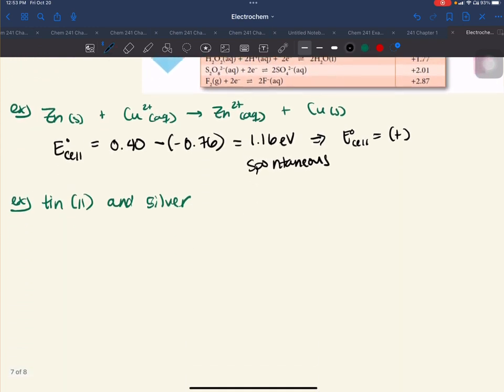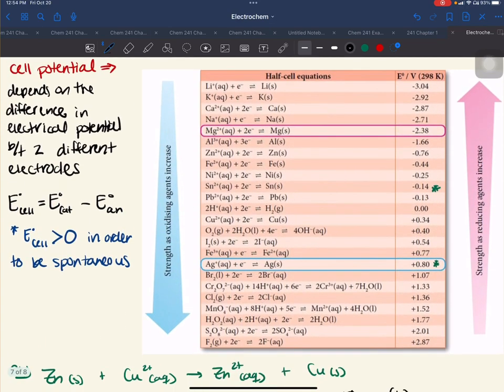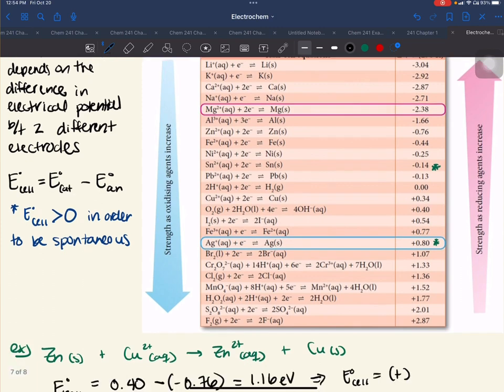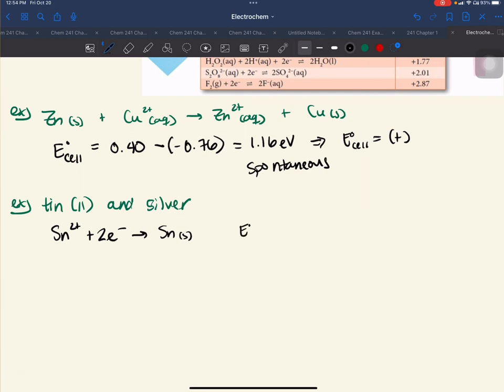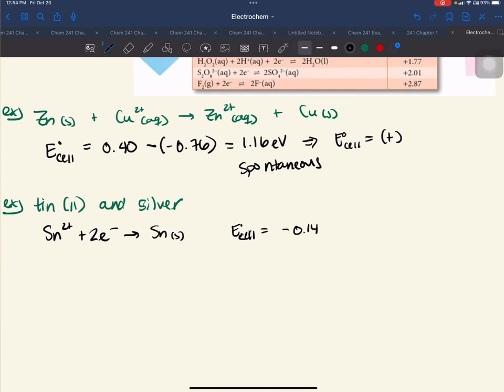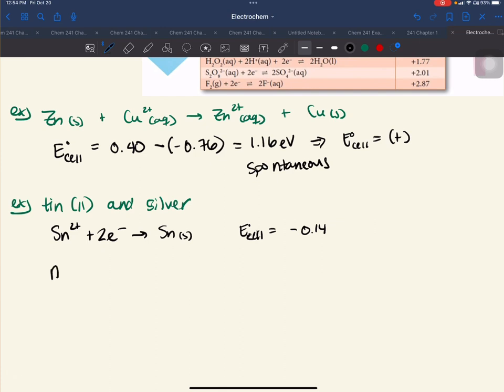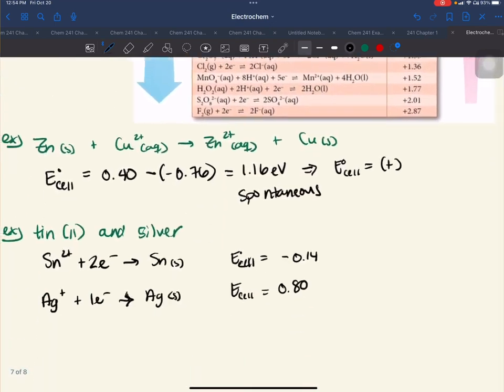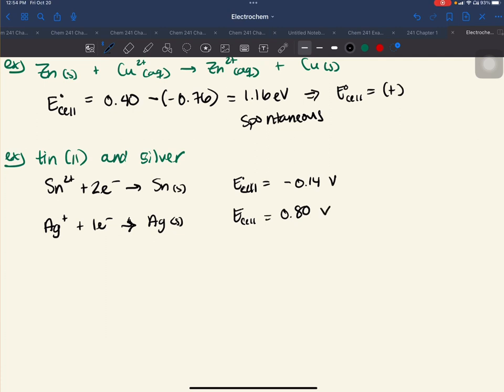So I'm going to write those two processes out. We have tin 2 plus plus 2 electrons yields solid tin. And you'll notice that these equations are all showing the reduction half cell. All right, so keep that in mind. And my E cell for the tin is equal to negative 0.14. If I look at the silver, it was 0.8. And you'll notice that this can be units of either electron volts or volts.